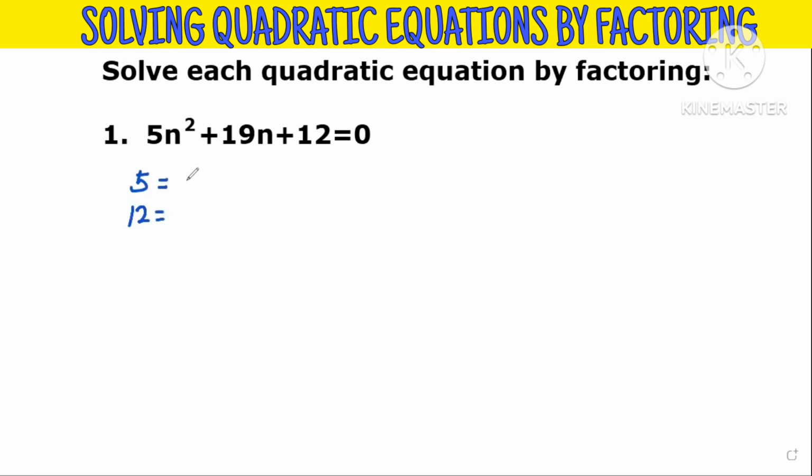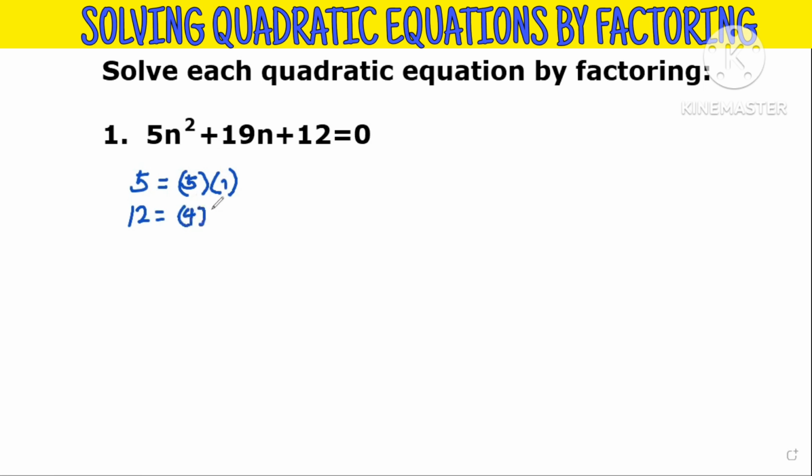We have to think of any two factors from both of these numbers. Ang 5 naman ay 5 and 1 lang. At ang 12 ay pwedeng 1 and 12, pwedeng 2 times 6, or pwedeng 4 times 3. But my advice is huwag kayong kukuha ng factors na masyadong malayo ang gap like 1 and 12, no? Kasi bihirang gamitin yon. So let us take for instance 4 and 3.